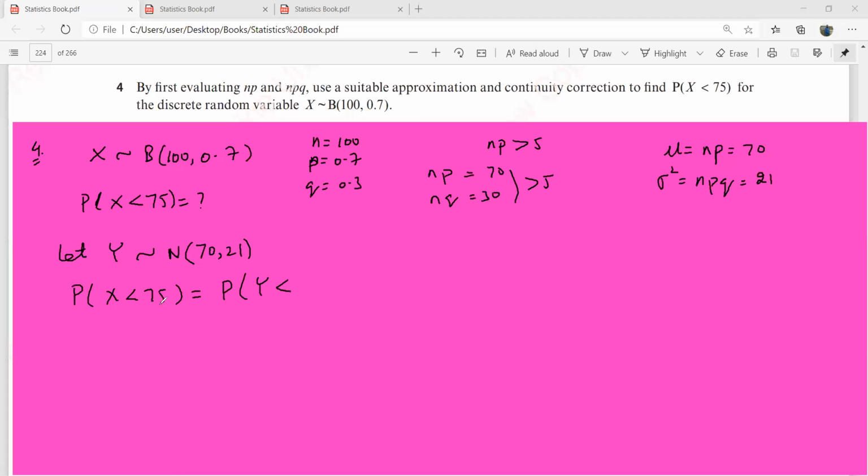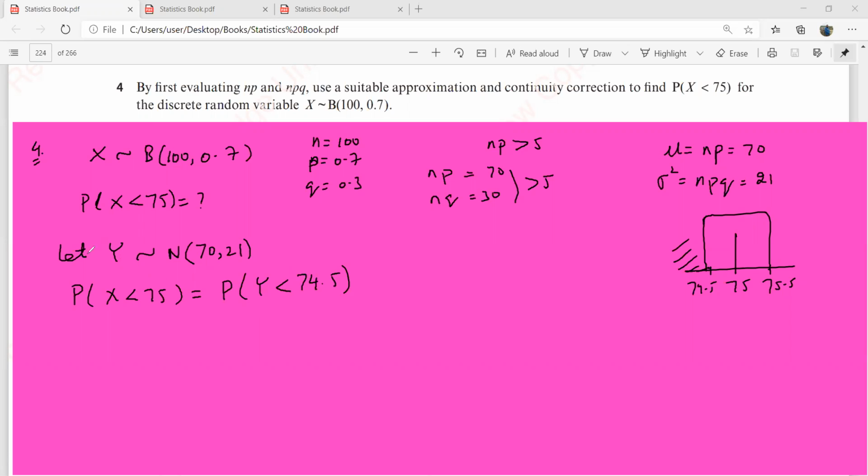Now here is the situation where you go for the continuity correction. If you are not good enough at it, you just make a line here at 75, and this is your 74.5, this is your 75.5, and you just have a bar here. It says before 75, so that means it's going to be before 74.5. So this Y is going to be before 74.5 when you move from the discrete binomial to the continuous normal.